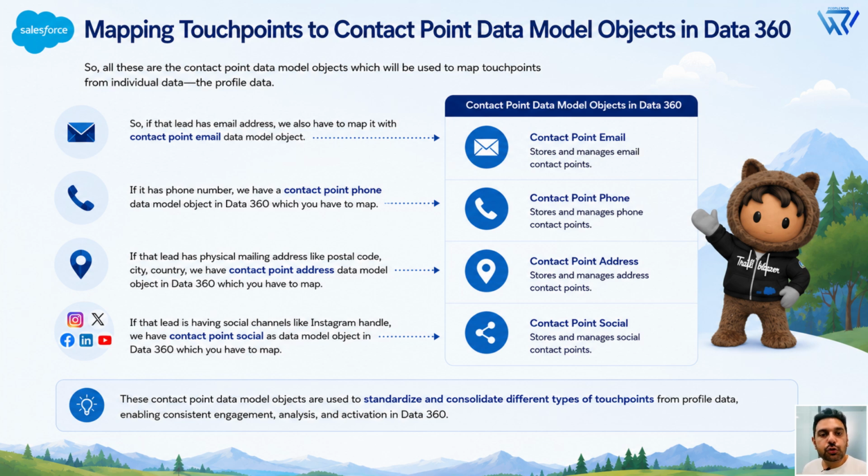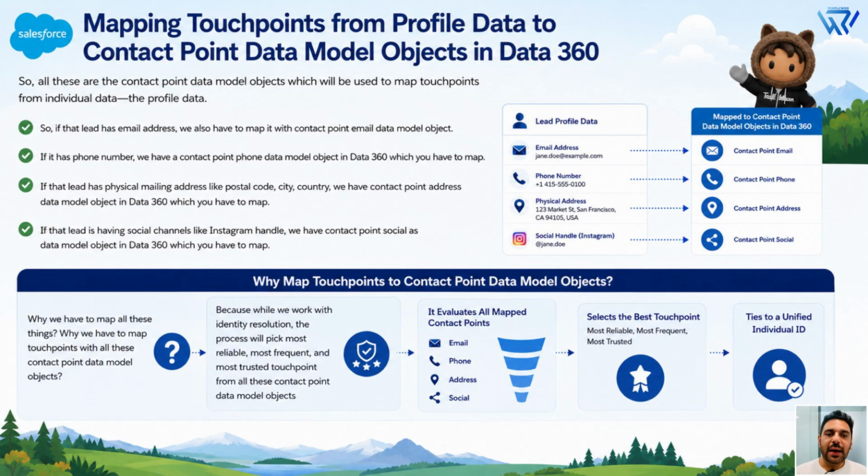If that lead is having social channels like an Instagram handle, we have contact point social as a data model object in Data 360 which you have to map. Why do we have to map all these things? Why do we have to map touch points with all these contact point data model objects? Because while we work with identity resolution, the process will pick the most reliable, most frequent and most trusted touch point from all these contact point data model objects and tie it to a unified individual ID.